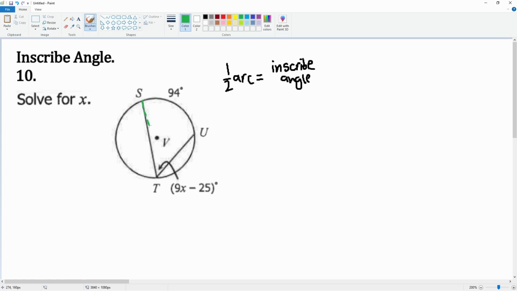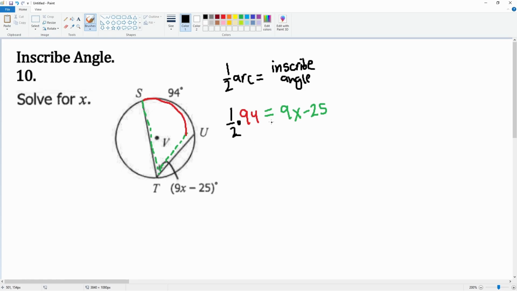This is the angle itself. That's the angle, so that's 9x minus 25. And the arc here, it is 94. And we got to make sure we want half of it, because again, we have the inscribed angle. All right, so let's solve now.